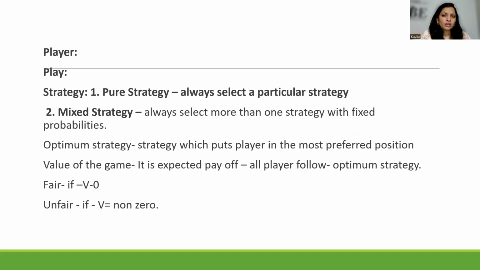On the basis of strategies, we can segregate games into two different types, that is pure strategy game or mixed strategy game. So what is pure strategy actually? When a player always selects a particular strategy in his play, that is a pure strategy game. And when players select more than one strategy, but with fixed probabilities of using those strategies, that type of game we can call a mixed strategy game.